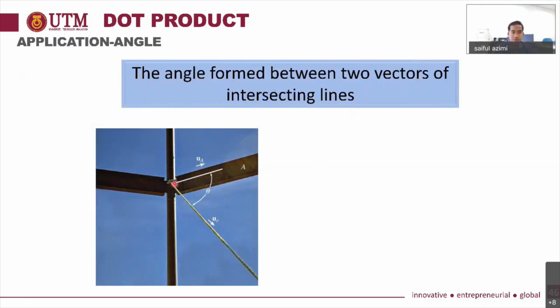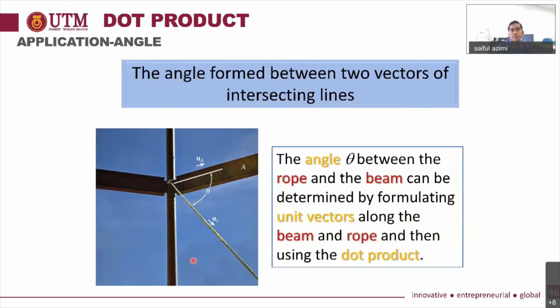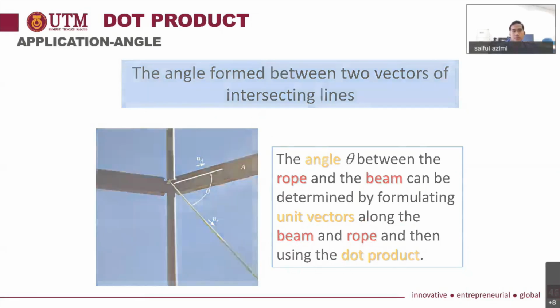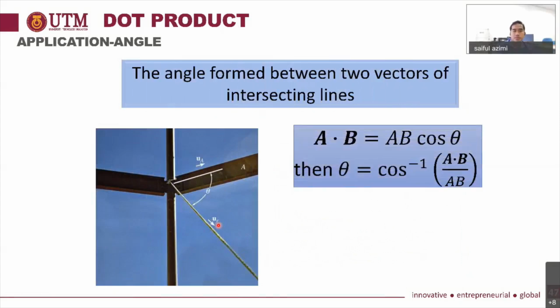You see here we have the first vector UA and the second vector UR. This is the intersection line here, and this is theta, which is the angle between the two vectors, vector UA and vector UR. The angle theta between the rope and the beam can be determined by formulating unit vectors along the beam and the rope, and then using the dot product. The unit vectors you see here are UA and UR.